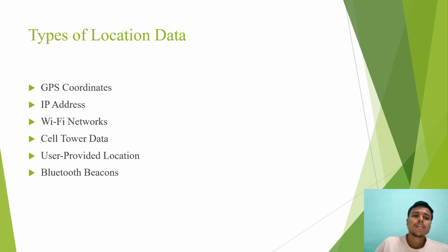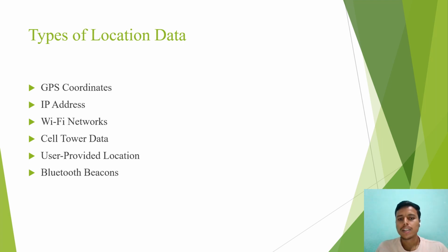So there are some types of location data. First is GPS coordinates, Global Positioning System. Coordinates are precise latitude and longitude values that pinpoint the user's location on the Earth's surface. Next is IP address. The IP address, meaning Internet Protocol address, can be used to estimate the user's location by analyzing the IP address. Approximate geolocation data such as a city or a region can be determined. The IP address is for a specific region.